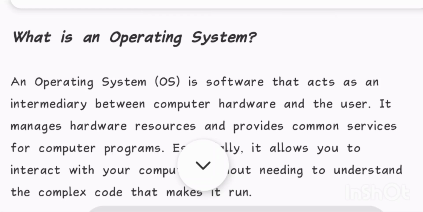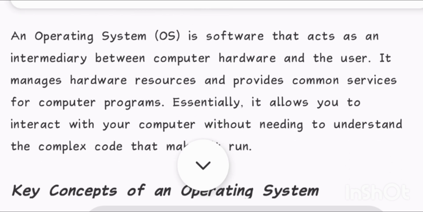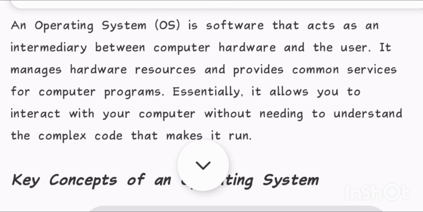What is an operating system? An operating system, OS, is software that acts as an intermediary between computer hardware and the user. It manages hardware resources and provides common services for computer programs. Essentially, it allows you to interact with your computer without needing to understand the complex code that makes it run.